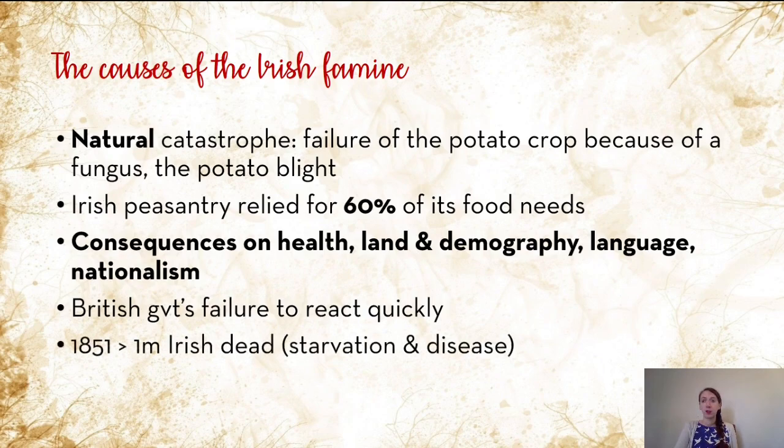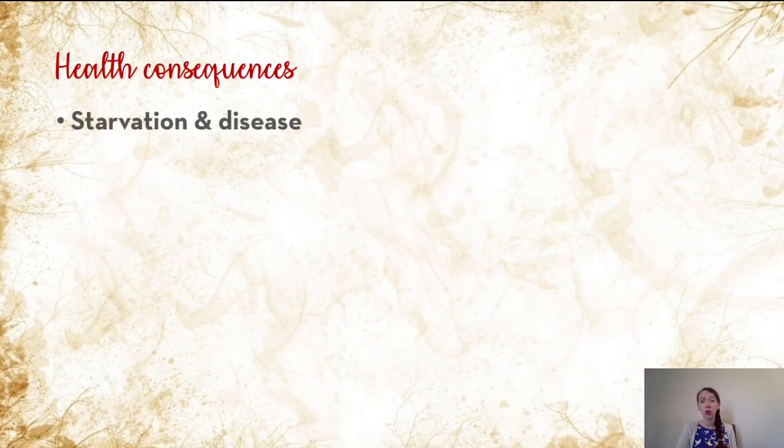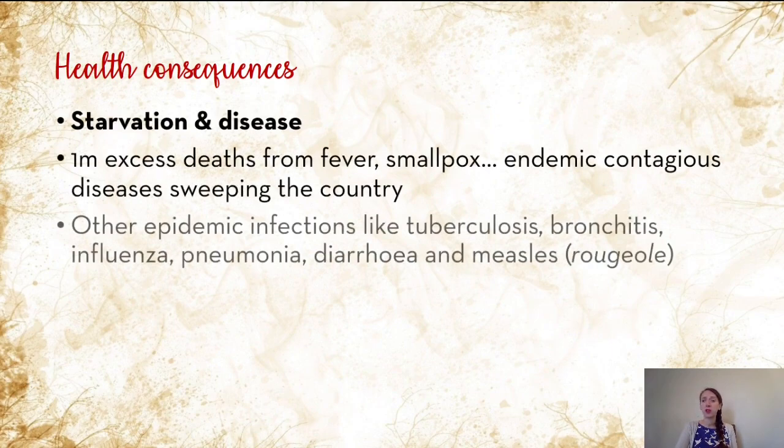By 1851, 6 years after the beginning of the potato famine, the Irish famine, about 1 million people had died from either starvation or diseases. Indeed, smallpox, fever, tuberculosis, bronchitis, influenza, or the flu as we call it today, pneumonia and other diseases hit a population that was weakened a lot by hunger.